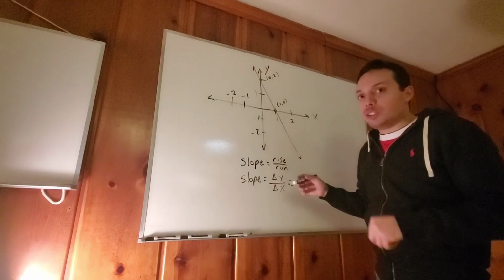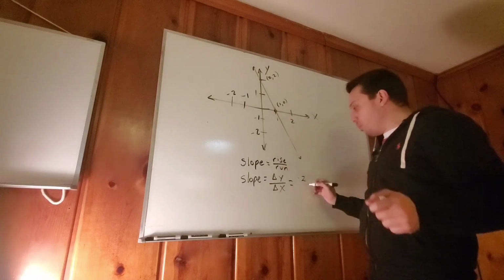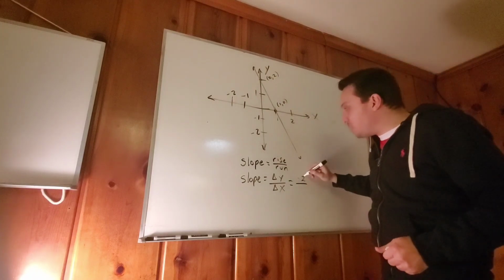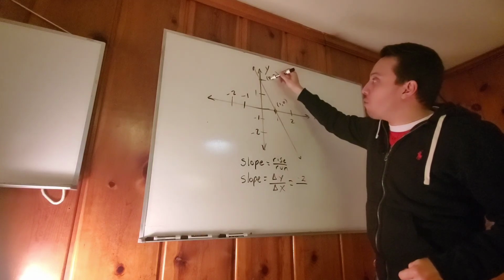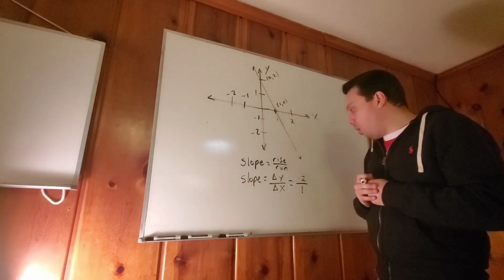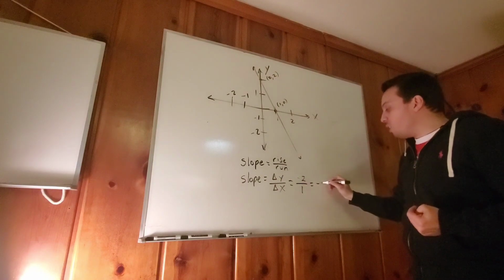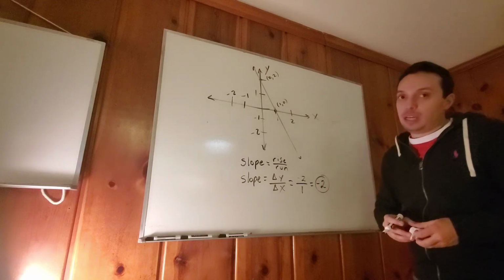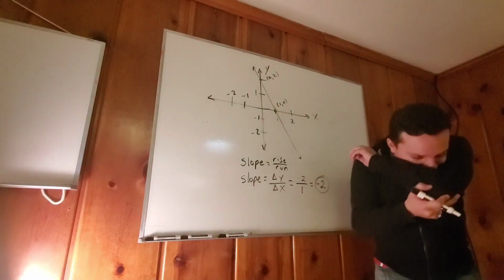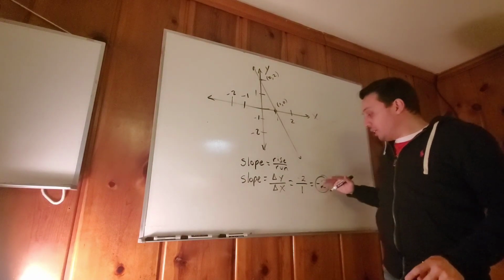That's why I don't like the word rise. You don't rise down, you rise up. So it goes from 2 to 0, which is negative 2, and then x went from 0 to 1. So my slope is going to be negative 2 over 1, which is just negative 2. My slope is negative 2. So just understand that, okay?